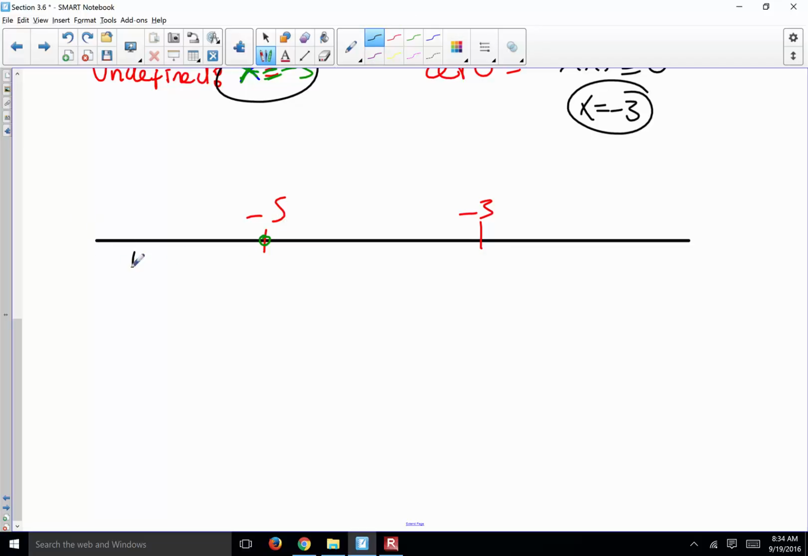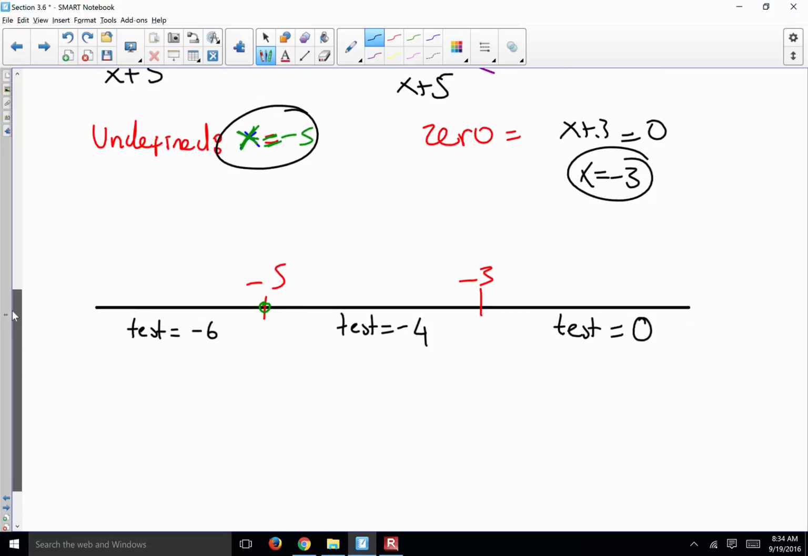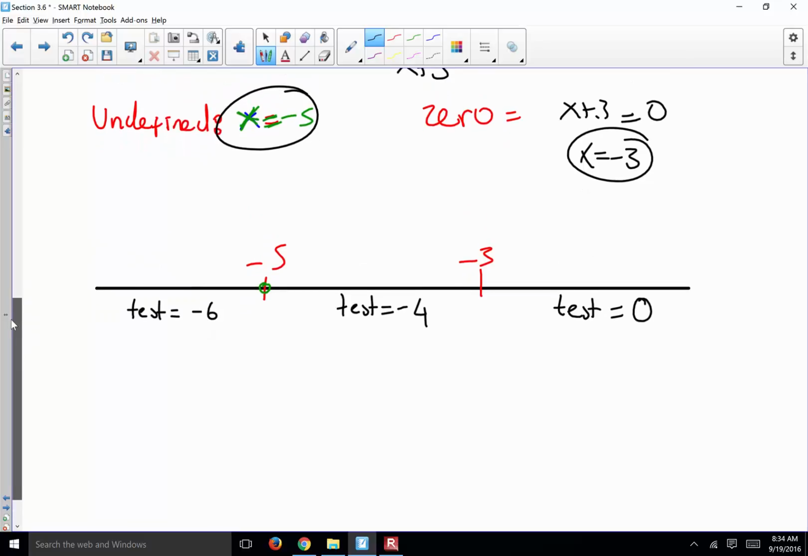Now we are going to test. I'm going to test a value from this region, like -6. I'm going to test a value here. What's the best value between -5 and -3? -4. And the best value for here? There is a better value actually, other than 1: 0. If there are products of things, 0 makes things 0, so it's easier to test 0. But 1 is fine, -1 is fine, it's your choice.